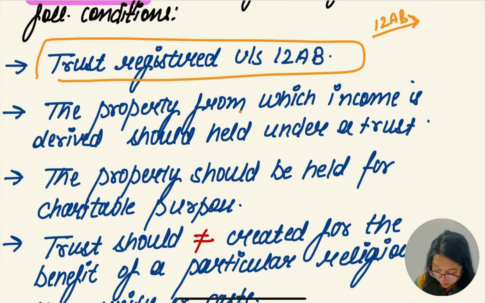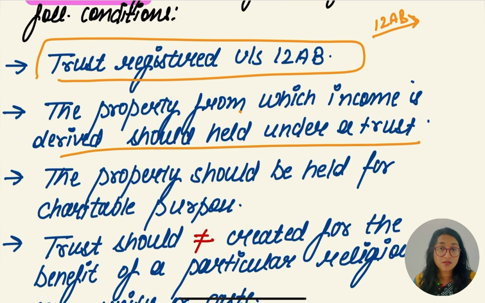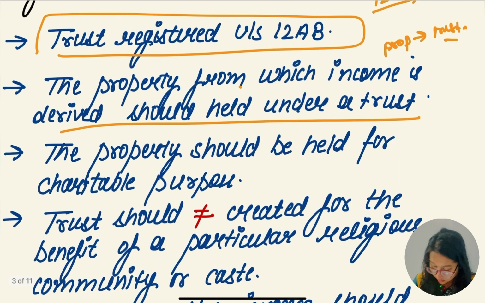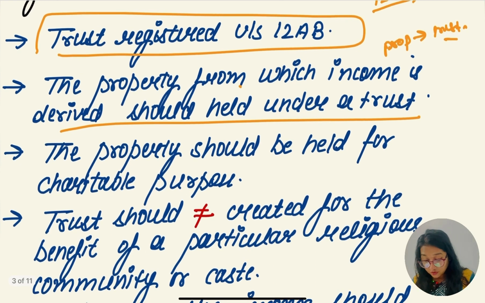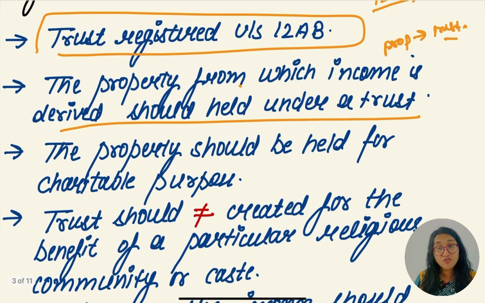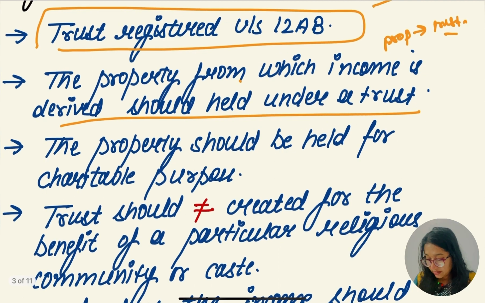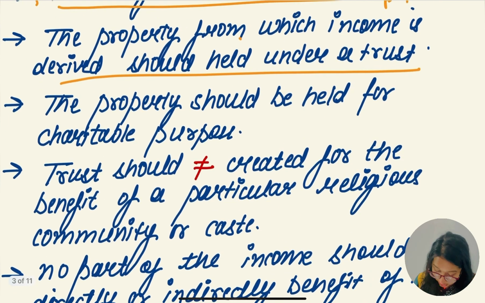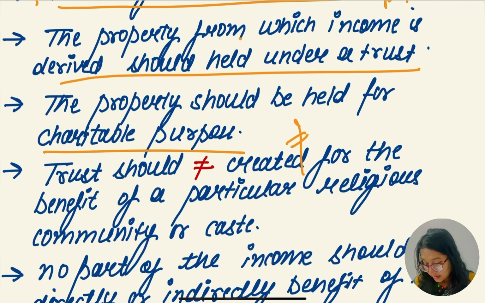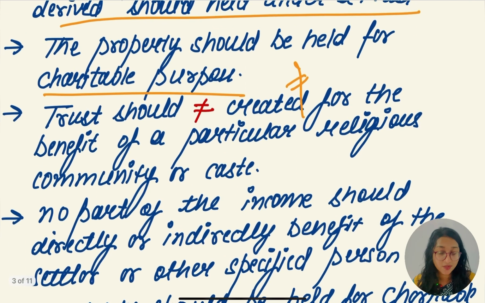The property from which income is derived should be held under a trust. For sure, if the property does not belong to the trust, in that case the benefit cannot be taken. So the property from which income is derived should definitely be held under a trust. The third point says the property should be held for what? Charitable purpose. If it is done for business purpose, then definitely it does not satisfy the conditions, and the trust cannot avail the benefit.